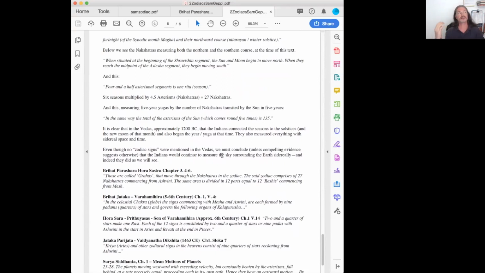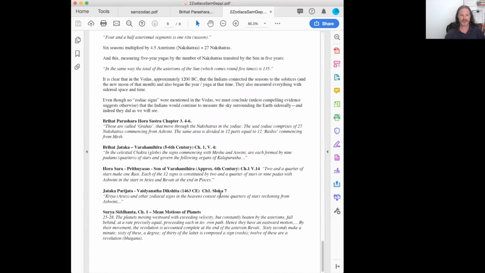They're measuring space and time. They're measuring, in fact, the time of solstices and equinoxes with space, with the zodiac, which is clearly sidereal, or what you would call the Nirayana chakra. And just to jump ahead here, it's clear in the Vedas that the Indians connected the seasons to the solstices and the new moon of that month, and also began the year and yuga at that time. They also measured everything with sidereal space and time, even though no zodiac signs were mentioned in the Vedas. We must conclude, unless compelling evidence suggests otherwise, that the Indians would continue to measure the sky surrounding the earth sidereally, as indeed they did, as we see.